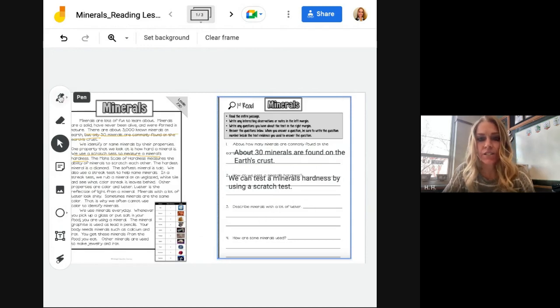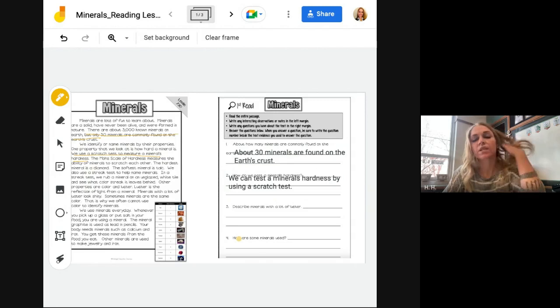All right, let's take a look-see at our next question. Describe minerals with a lot of luster. Oh boy, that word luster is kind of tricky. Can I get you to go ahead and, in our comments, enter what the definition of luster is? What does luster mean? I think the text gave us a pretty good clue as to the definition for that. So go ahead and enter, what does luster mean for me? Can you enter that into the chat?